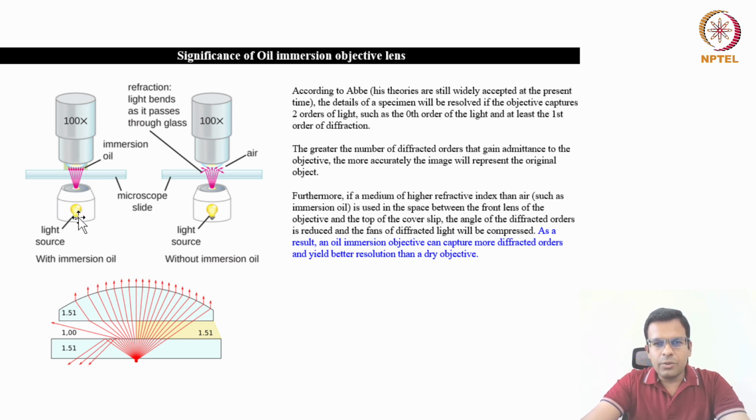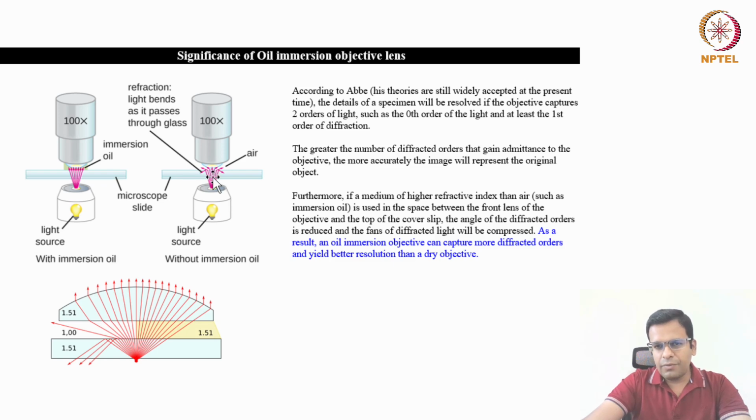So see, this is the light source. Here is your sample, and here is your 100x objective lens. Now this is the oil immersion objective lens. That means a drop of oil was kept between the slide and the objective lens, and this is the air objective lens. That means there is air between the slide and your objective lens.